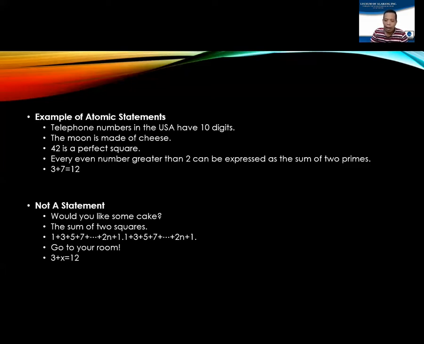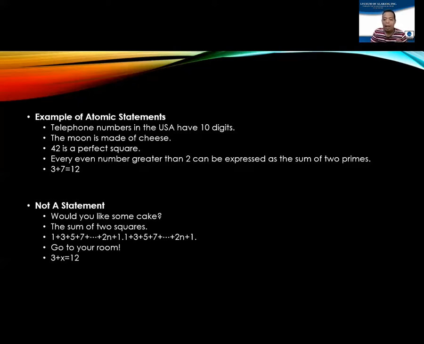So next are examples of what is not a proposition, not a statement. Number 1 here: would you like some cakes? This is not a proposition because this is an interrogative statement. You are asking a question. The second example: the sum of 2 squares. From the phrase itself, we can no longer tell that this is a statement or proposition because the truth value is unknown. Something is missing.